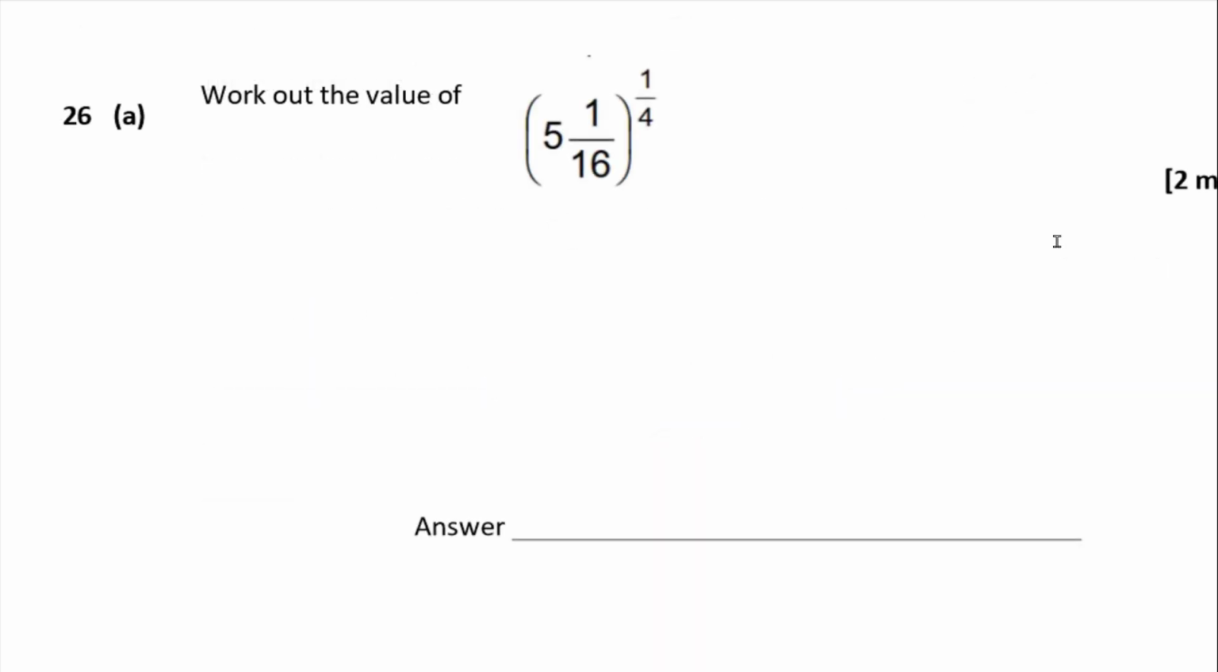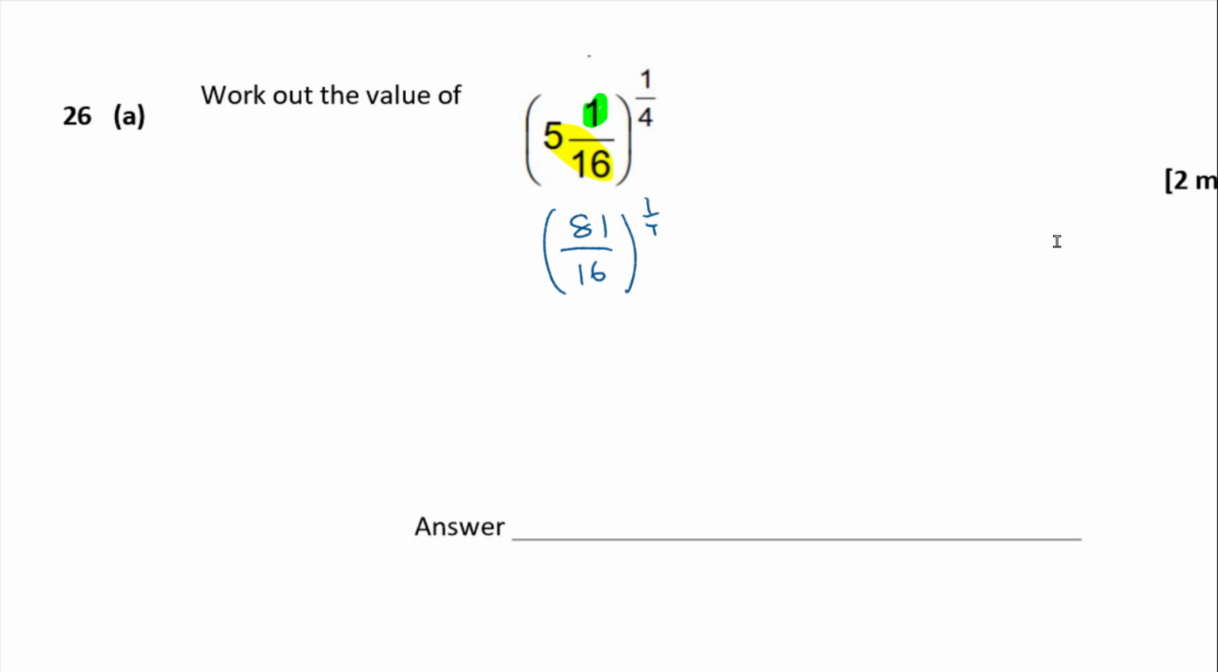Question 26a, work out the value of 5 1/16 to the power of 1/4. Ooh, mixed number. Don't want that. Let's rewrite that as a top-heavy fraction first. So what's 5 times 16? 5 16s are 80, plus 1 is 81. So that comes out to be 81 over 16 to the power of 1/4. Okay, so I need to find the fourth root of those two numbers.